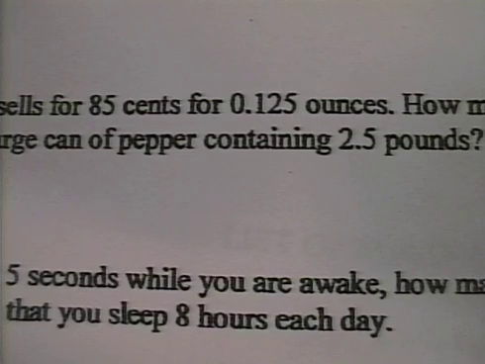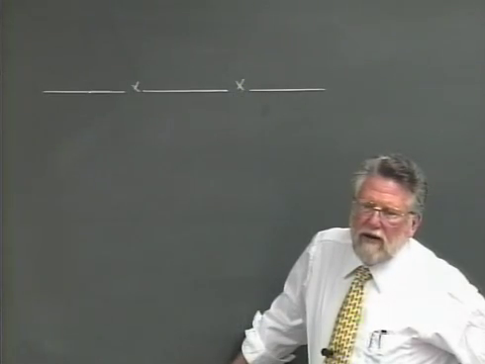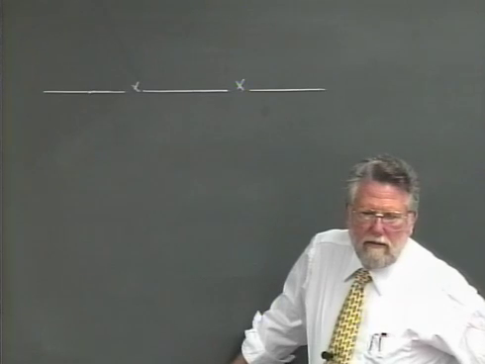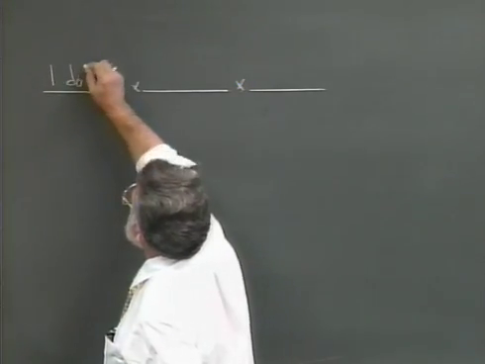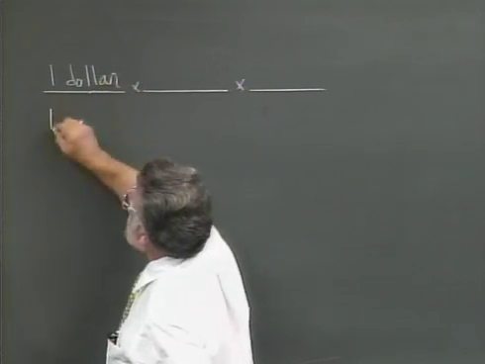Remember our rules. First fraction. I want to know how many dollars for a 2.5 pound can. And it's 85 cents for 0.125 ounces, and this is just a small container of pepper. So what are we going to have in our first fraction? $1 over what? Over 100 cents.